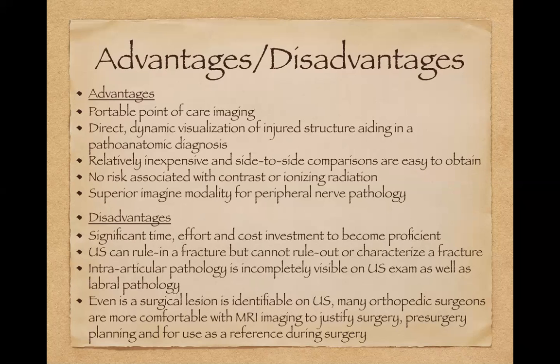Some disadvantages: it takes significant time, effort, and cost investment to become proficient. A lot of people, even after their training, seek out ultrasound courses, which can be pretty expensive. With ultrasound, you can rule in a fracture, but you cannot rule out or characterize a fracture. You also cannot adequately look at intra-articular pathology or labral pathology. And it's always a big one that gets you: even if you do see a surgical lesion, most surgeons will still get an MRI to justify surgery, for pre-surgical planning, or just as a reference for surgery. So you probably end up doing double the work.